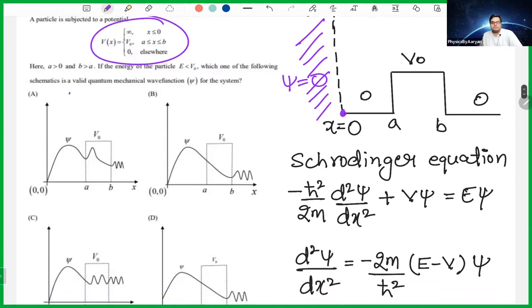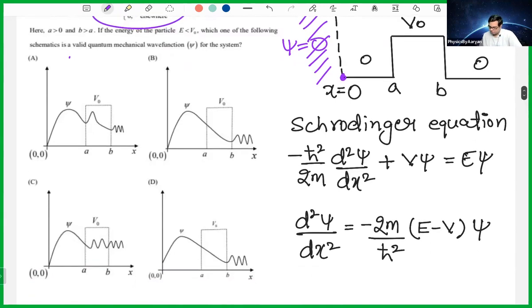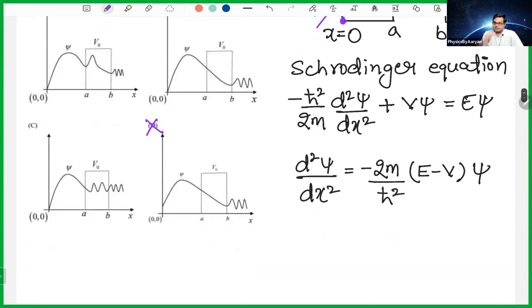So first of all, we should see which option cannot be true. Option D cannot be true, because at x equals 0, your wave function is not 0. Your wave function is something else, and that cannot be possible. Otherwise, if this diagram is true, then on the left hand side of the boundary, wave function is 0, but on the right hand side of the boundary, wave function is not 0. So at the boundary, wave function is discontinuous, because if you approach the boundary from this side, wave function is 0, but if you approach from this side, wave function is not 0. Your wave function can never be discontinuous in this universe.